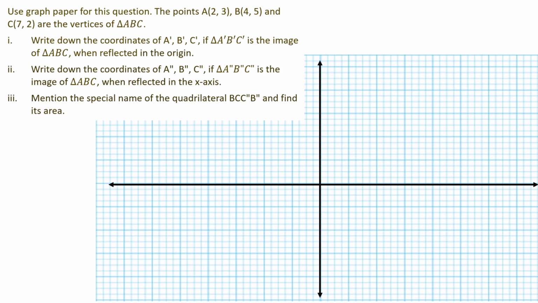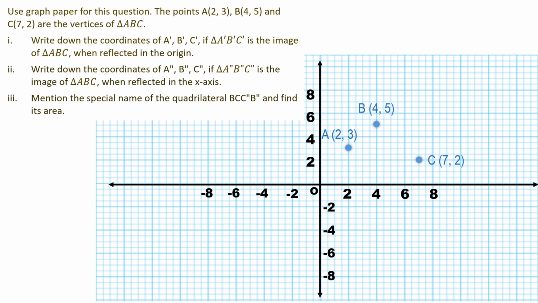So first thing, label the coordinate axis and label the numbers on them. Then plot the given points A (2,3), B (4,5) and C (7,2) that forms the triangle ABC. Now we need to reflect this triangle in the origin, means we need to reflect all the three vertices in the origin.